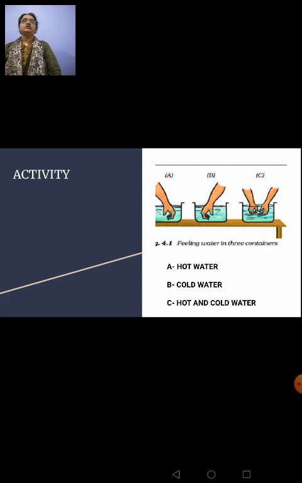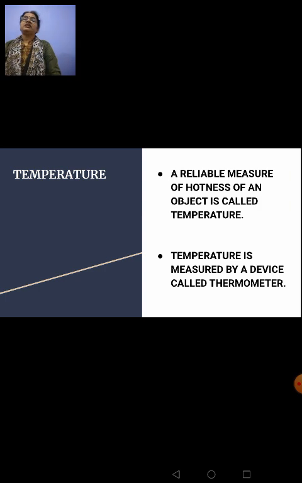So there is one more thing that we use to tell the hotness or coldness of an object. That is what is called temperature. By measuring the temperature of the object, we can decide whether the object is hot or cold. So the degree of hotness or coldness of an object is measured by using a term called temperature. So how do we define this temperature? It's a reliable measure of hotness of an object.